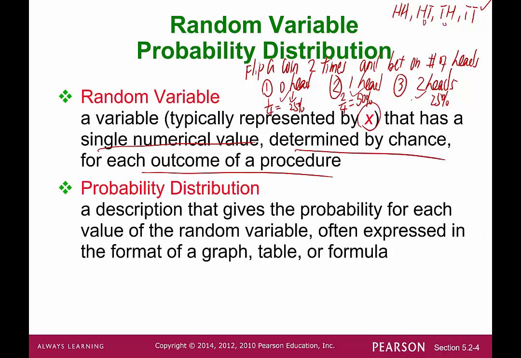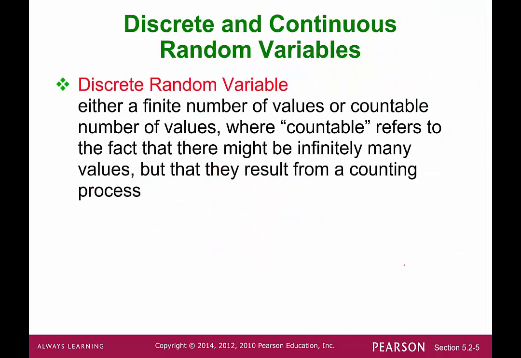2 over 4 and then 1 over 4. Okay. That exactly explains what a random variable is here. And probability distribution is the distribution that gives the probability for each value of the random variable. Often expressed in a graph, table, and formula. A discrete random variable either has a finite number of values. So in this chapter we concentrate on discrete random variables because they are finite, countable, and numerical.